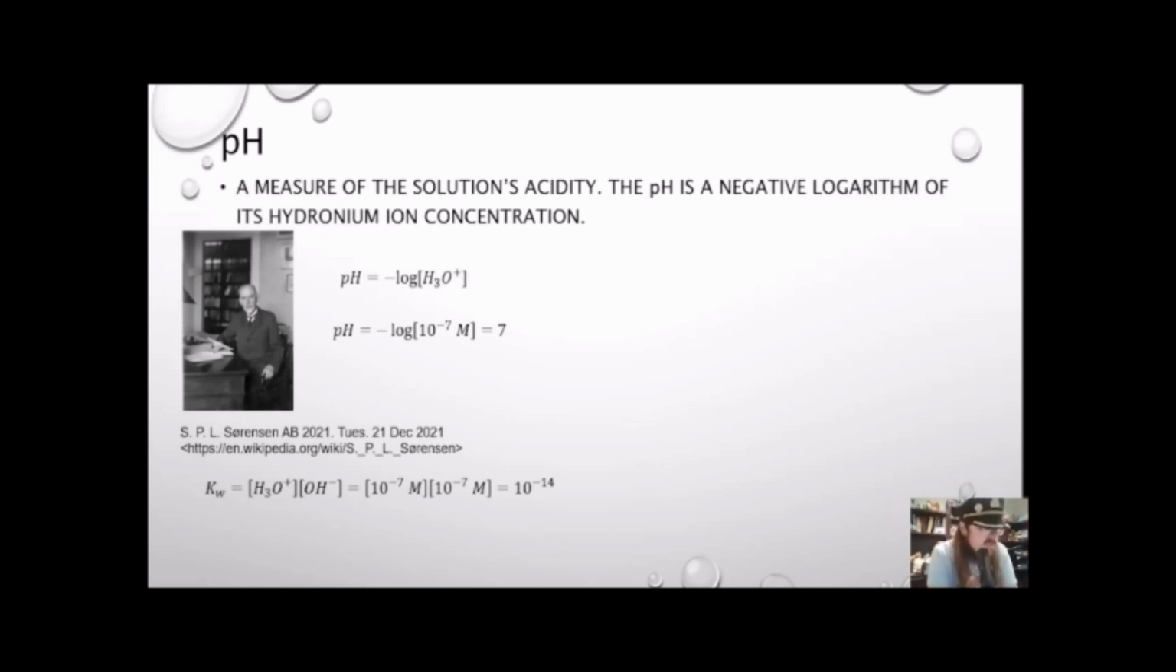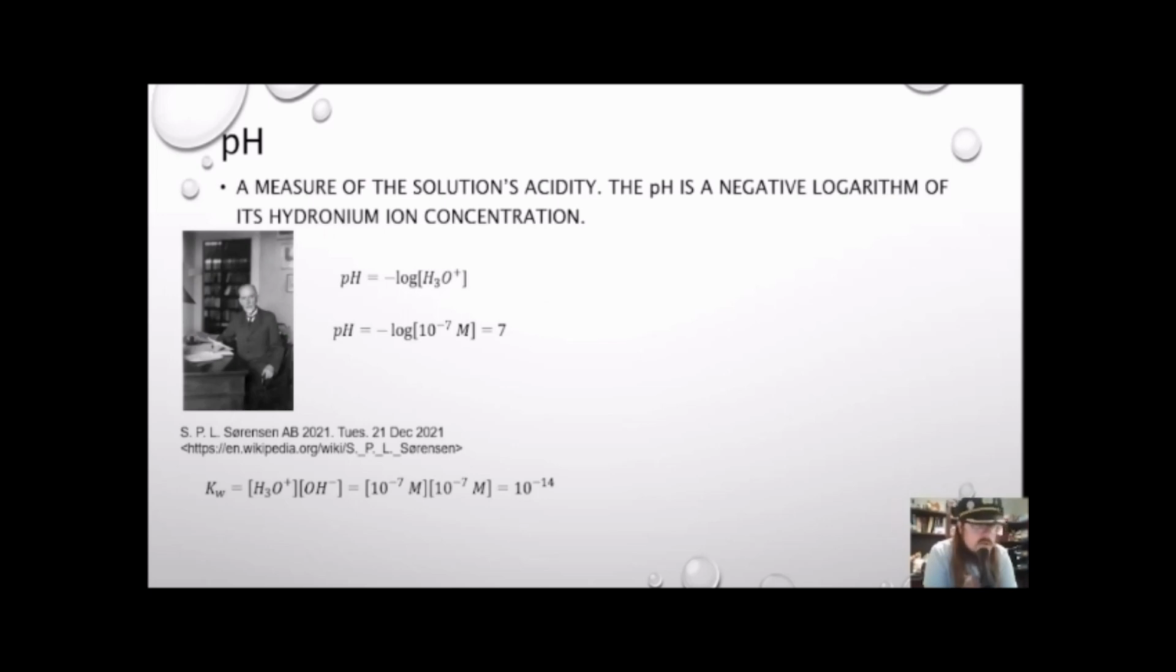Now, acids, by definition, will have a concentration of greater than 10 to the negative 7th molar, such as soda, which would be 10 to the negative 3rd molar. Bases will have a hydronium concentration of less than 10 to the negative 7th molar, such as milk of magnesia, which is 3.16 times 10 to the negative 11th molar.